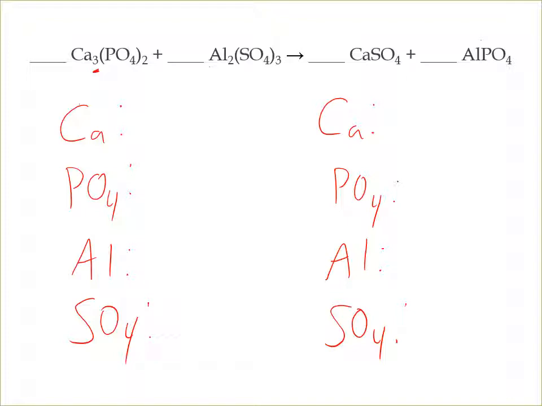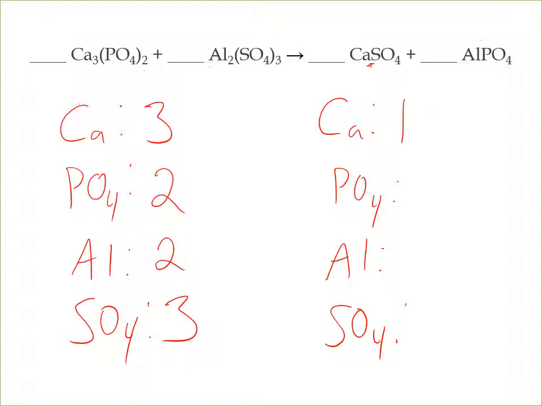I'm going to count over here. I've got 3 Cas on the left. And this little 2 right here means that I have 2 of this entire big thing with the PO4. So I have 2 PO4s on the left. Right here, the little 2 tells me I have 2 Als on the left. And right here, the little 3 again tells me I have 3 of everything in those parentheses. So I have 3 of this whole big polyatomic that we call SO4. 3 of that.